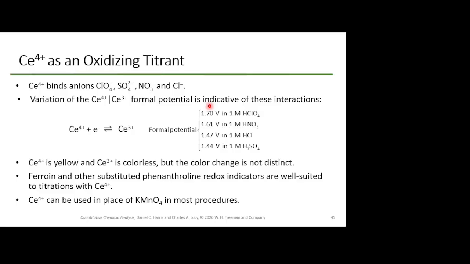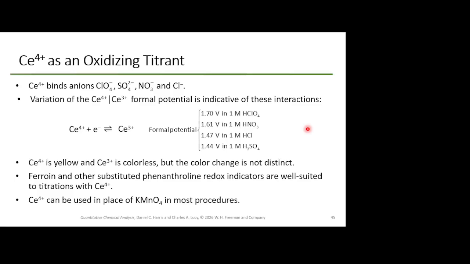Okay. Again, it's cesium 4 plus. 4 plus is a lot of charge, right? And it's a fairly large-ish metal, right? I mean, it's 4 plus, so it's smaller than you think. But the cesium 4 plus is yellow. The cesium 3 plus is colorless. The color change is not distinct. It takes a long time. And so you are going to have a lot of trouble seeing that. That's why it's not its own indicator.